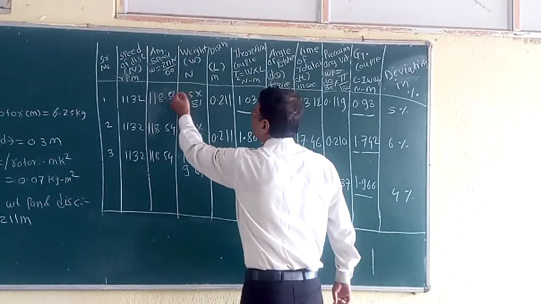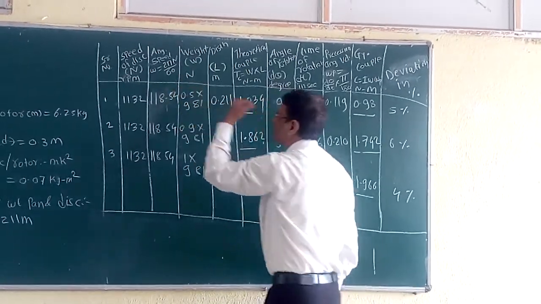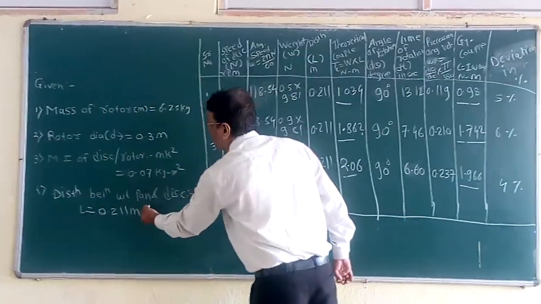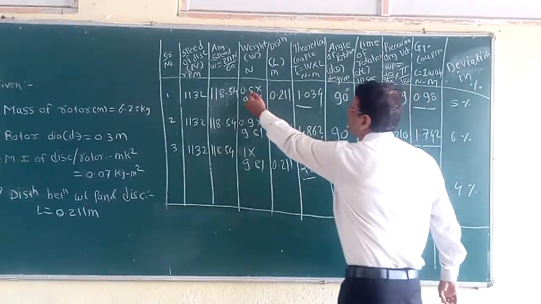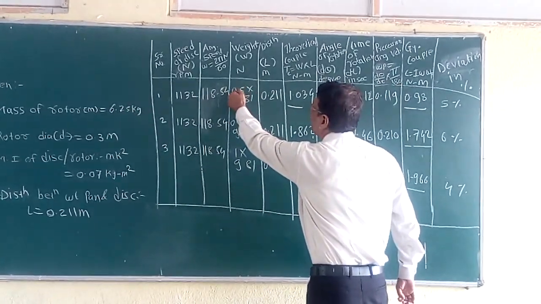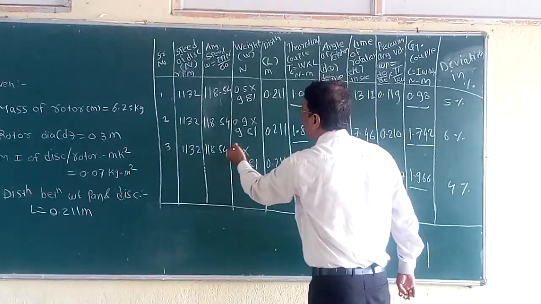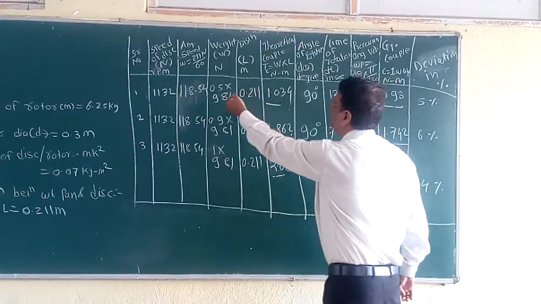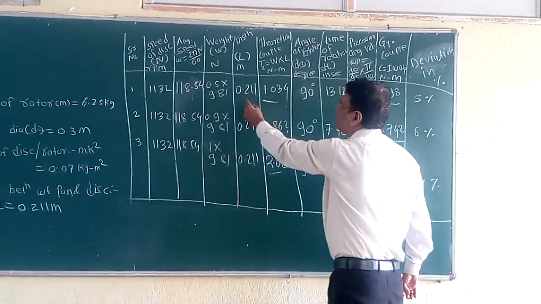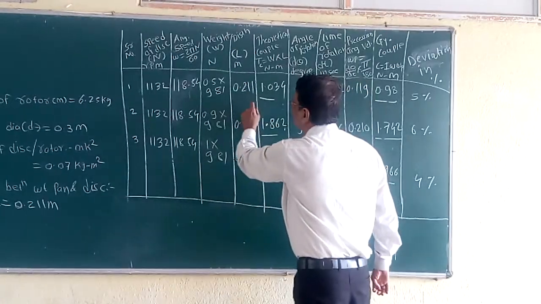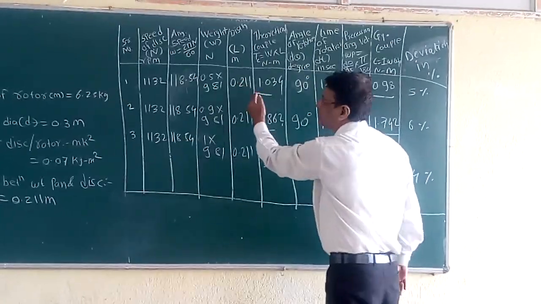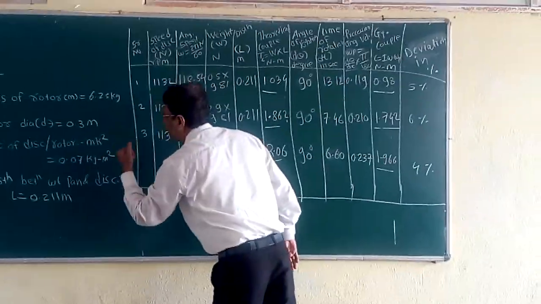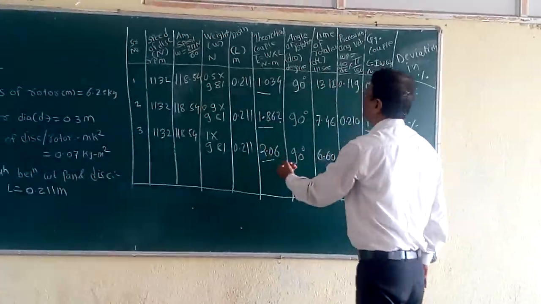Weight W. So we are going to place different weights in the pan, which is situated at a distance of 0.211 meter from the disc. So the weights which we have placed are 0.5 kg, 0.9 kg and 1 kg. It is multiplied by 9.81 in order to convert it into Newton. This is the distance in meter, 0.211 meter. This distance is the distance from the disc center to the weight pan. The distance between the weight pan and the disc is 0.211 meter.